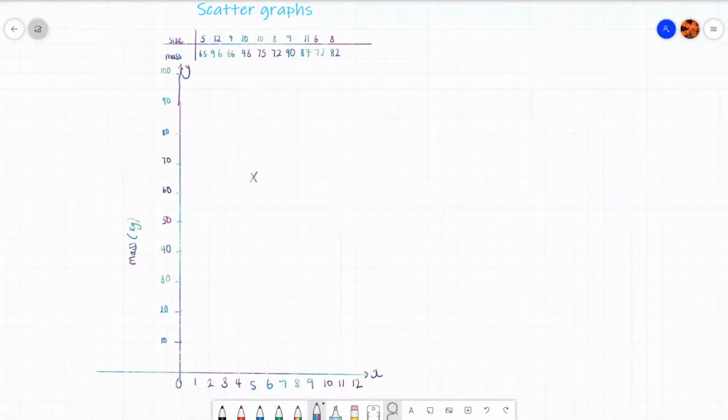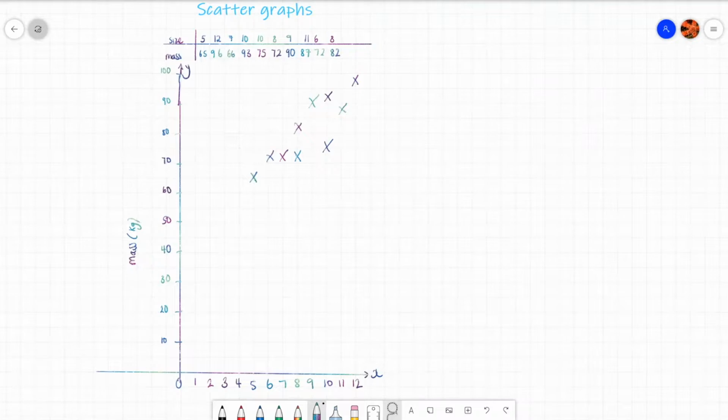Shoe size 12 has a mass of 96. So 12 and 96 will be somewhere there. It's 7 and 66, so 65, 66, somewhere there. 10 and 93. 10 and 75. 8 and 72, so 70, 72, somewhere there. 9 and 90. 11 and 87. And then 6 and 72. And 8 and 82.